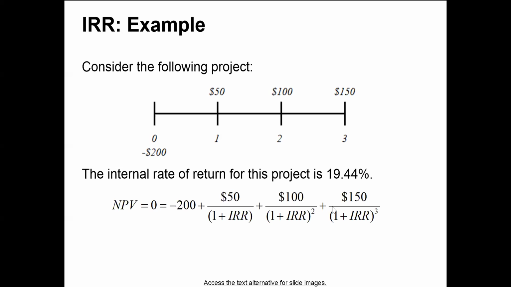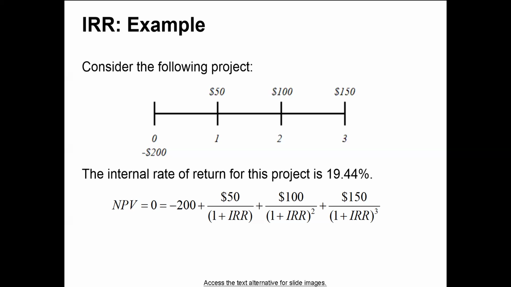Now, let's consider the following project. The initial investment is $200, and in year one you will get $50, in year two $100, and in year three $150. What is the internal rate of return for this project? Please make sure that you understand the formula for getting the IRR, like in the bottom line.